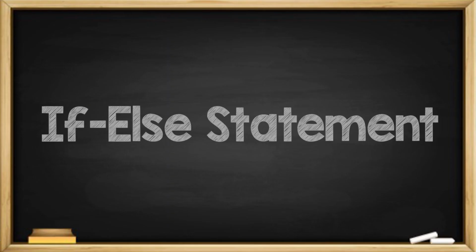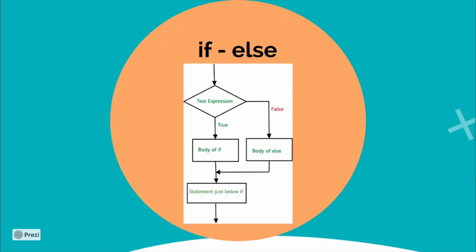Now let's see what is if-else statement. So the if statement alone tells us that if a condition is true, it will execute a block of statements, and if the condition is false, it won't. But what if we want to do something else if the condition is false? So here comes the else statement. We can use the else statement with if statement to execute a block of code when the condition is false.